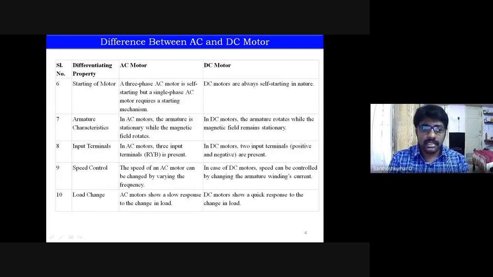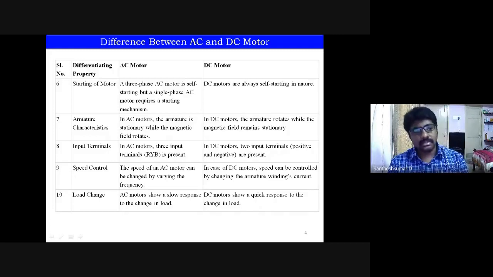Next is the starting of the motor. Initially, an AC motor is generally a self-starting motor, but in a few cases it needs some starting mechanisms. But DC motors are always self-starting, so there is no need of a starter. That is why DC motors are available and used in industries and electrical vehicles.